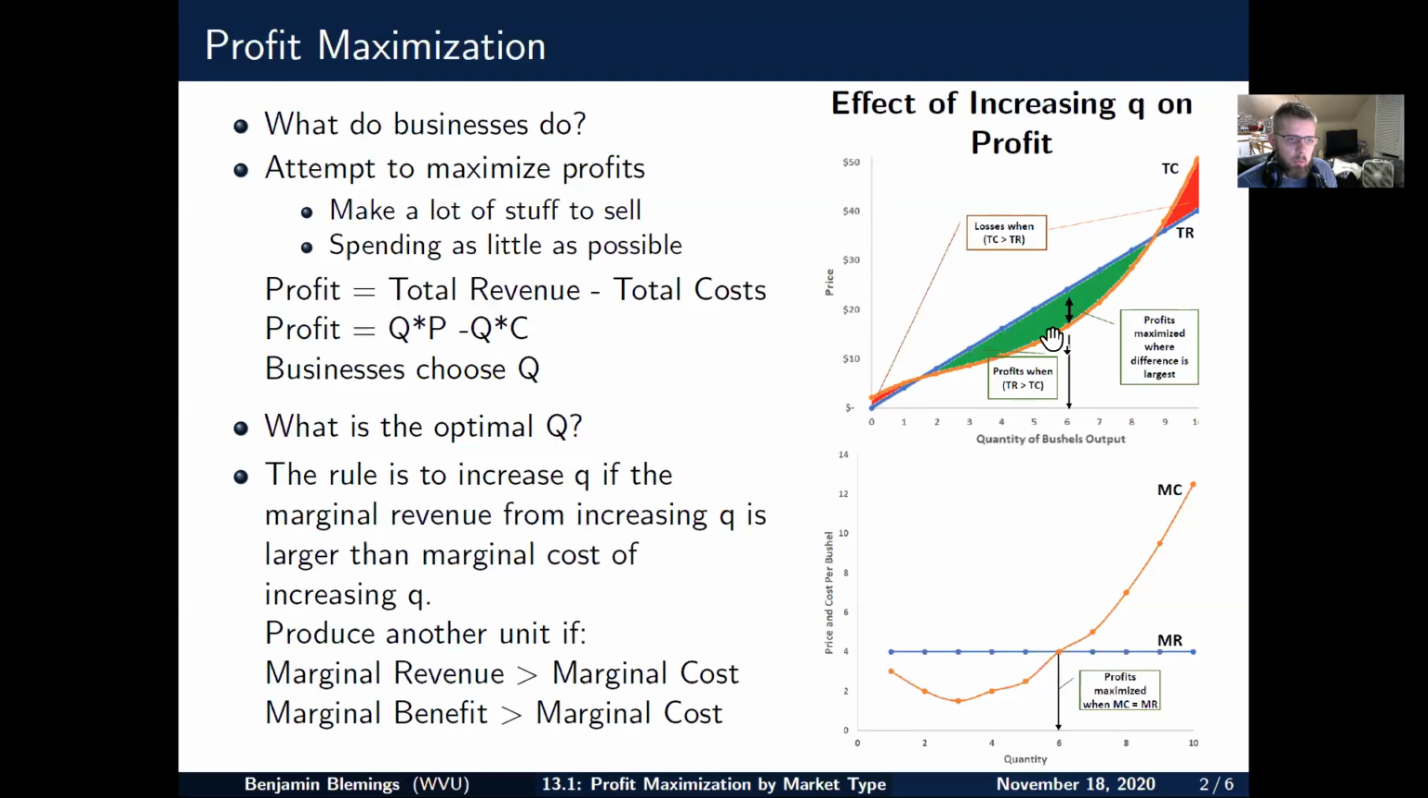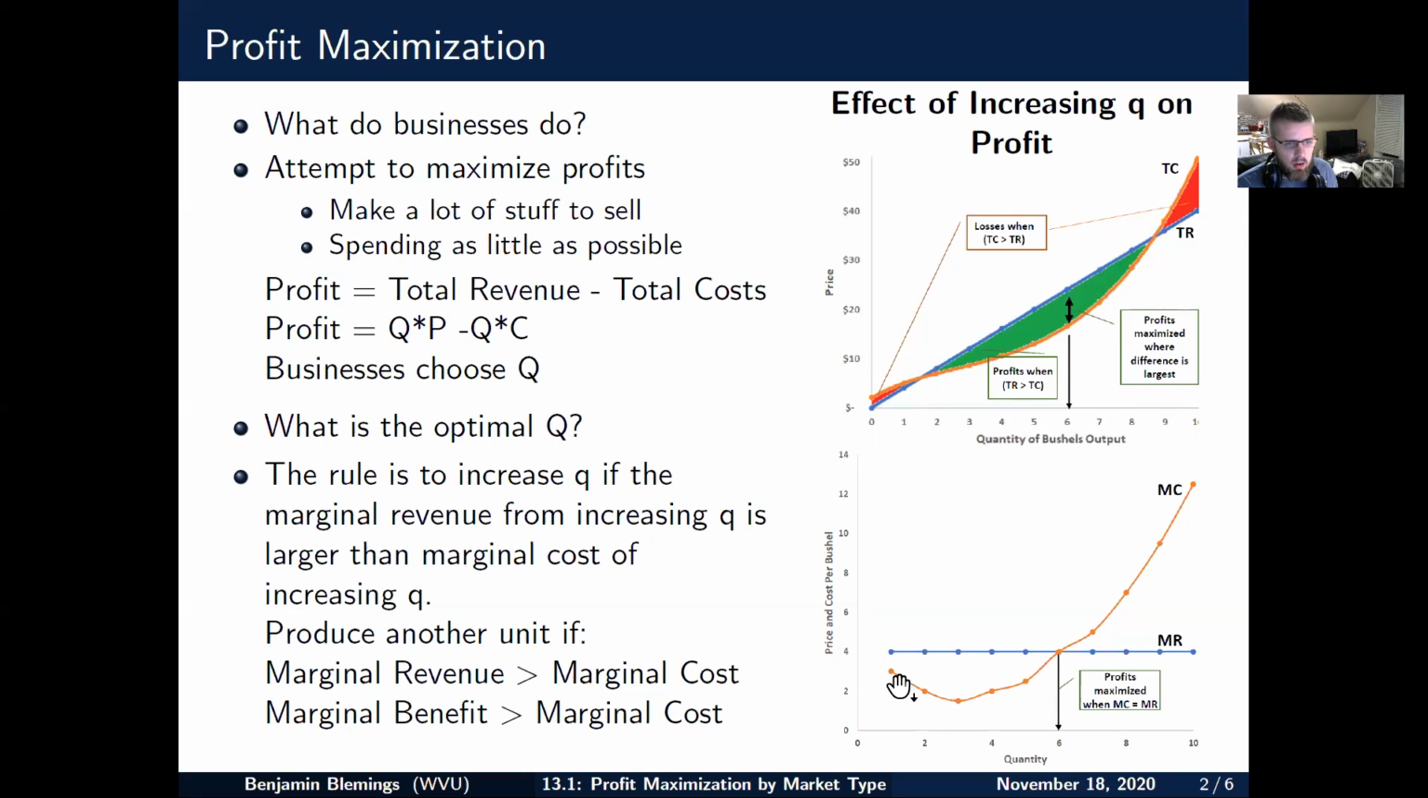And so when it's green, this is when total revenue, this blue line, is greater than the total costs. And we see this total revenue as linear here because this firm is in perfect competition. And so each unit they sell for the exact same amount, no matter how much they sell, because there's a lot of sellers in the market. And so profits are maximized where the difference between total revenue and total cost is the largest, which is here at this 6.